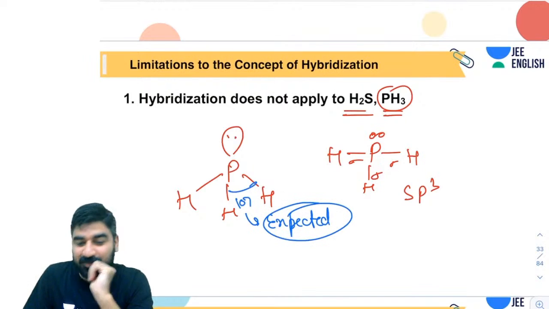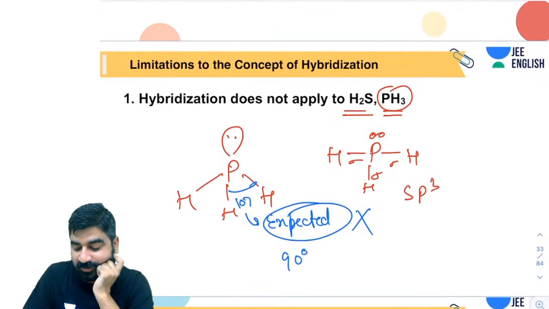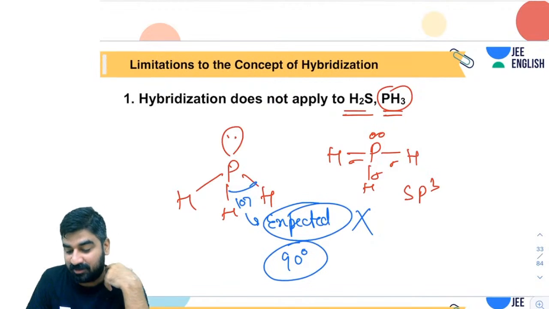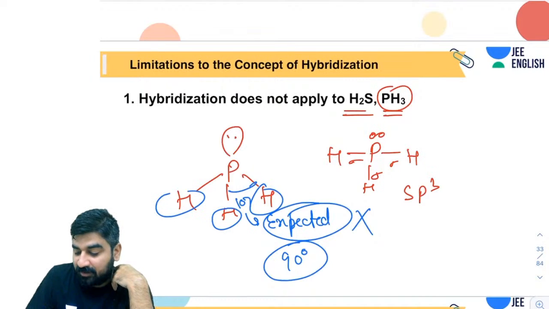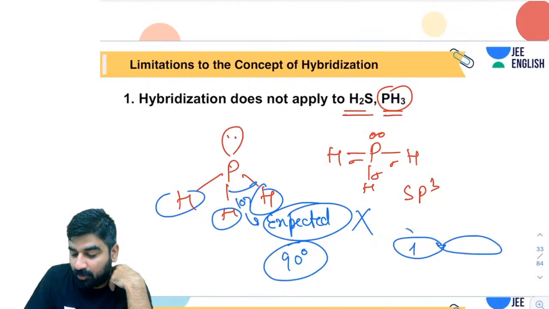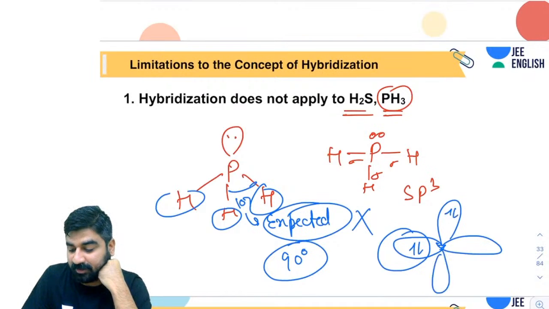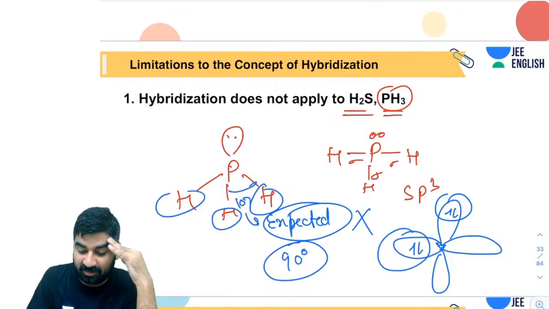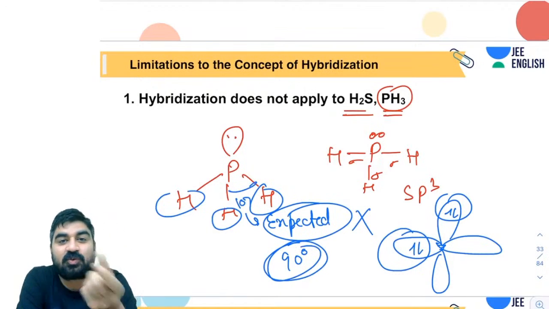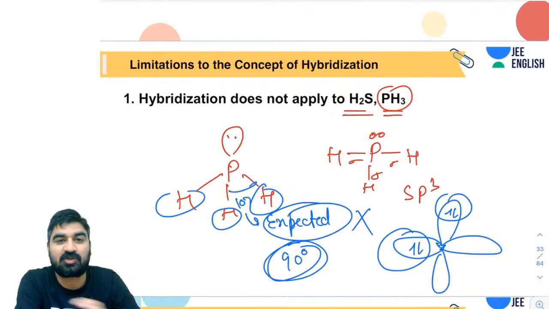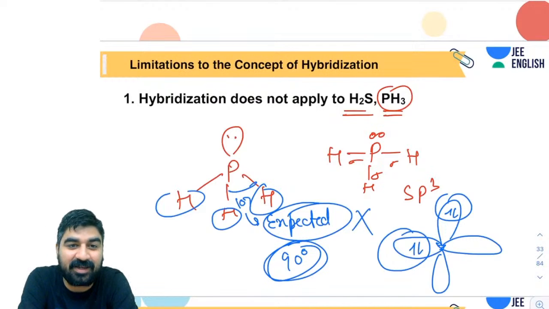Got it? But it is nowhere around that. These angles are approximately 90 degrees. So 90 degrees means there is no hybridization. It means these hydrogens are overlapping with pure atomic orbitals, and pure atomic orbitals are at 90 degrees, because this angle is approximately 90 degrees. So no hybridization is taking place in them. Why is hybridization not taking place? What is the reason behind it?